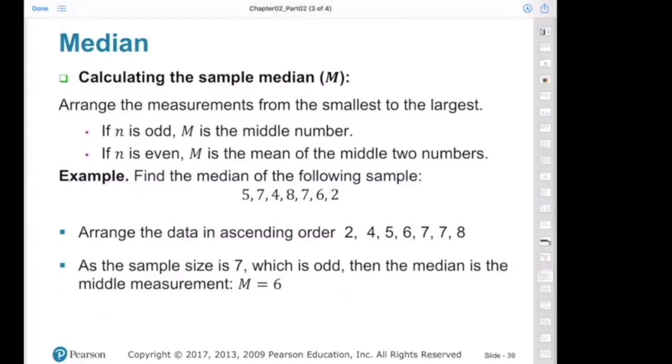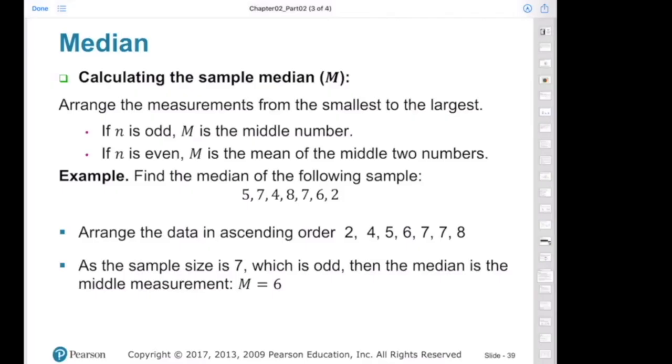And 7 is an odd number. So what does that mean? That means we have just one number in the middle. What is this number? It's 6, right? This is the only number in the middle, just one number. So the median is equal to 6 in this case. And as you can see here, before 6, you have 3 numbers, right? After 6, you have 3 numbers. So what does that mean? That means the median divides our data into 2 groups: 50% of the data before the median, and 50% after the median.